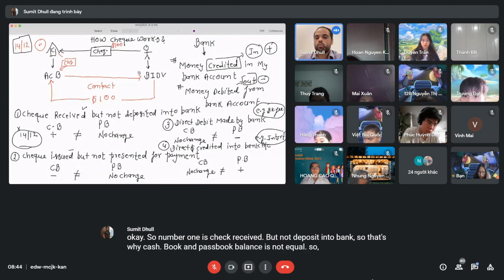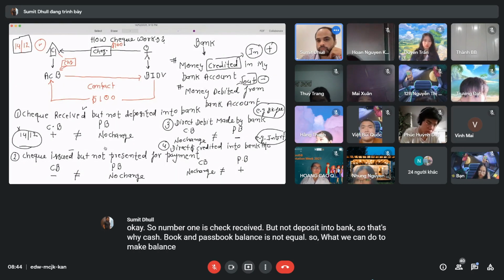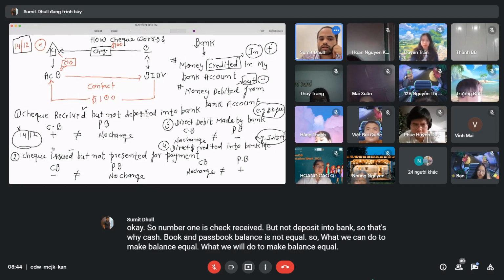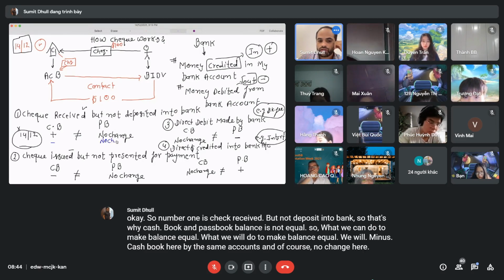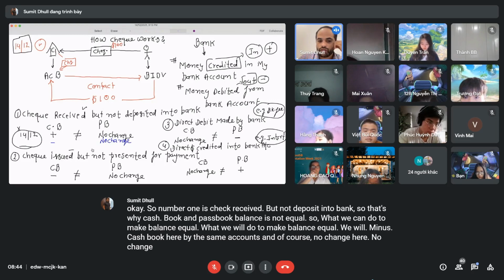So what can we do to make the balance equal? What will we do to make the balance equal? We will minus cash book here by the same amount. And of course, no change here. No change here. So as a result, balance here is equal.